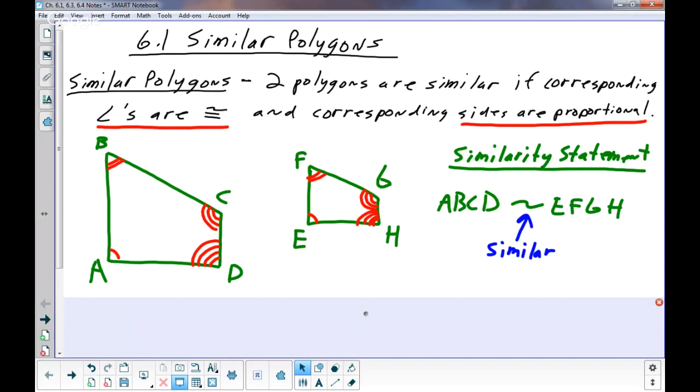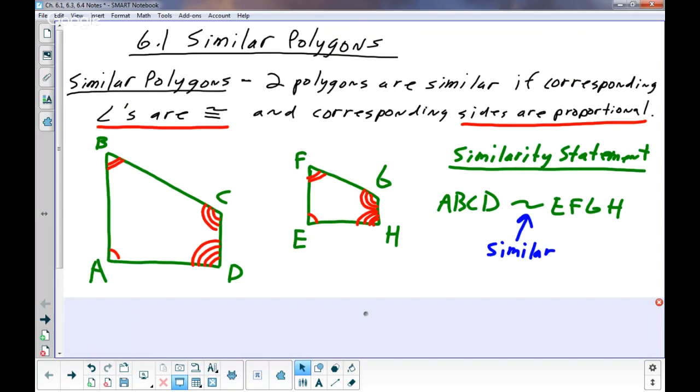And we get what we call a similarity statement. If you remember, we had a congruence statement, and the only difference between a congruence statement and a similarity statement is the congruence statement has an equal sign under the squiggly line. So we have here ABCD is similar, that's what the little squiggly line means, to EFGH.